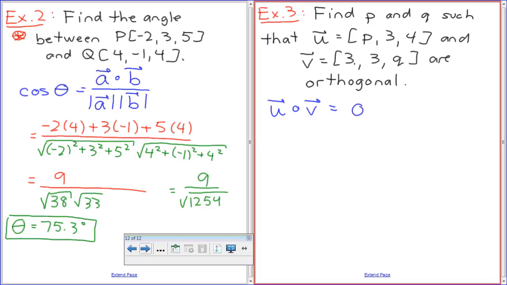Now, just so we're clear, there's not a single answer here. There's going to be multiple answers. Okay? So I'm going to do then 3P plus 9 plus 4Q has to equal 0. Can someone be brave and reach into the back of their brains and give me an answer that will work to make those equal to 0?